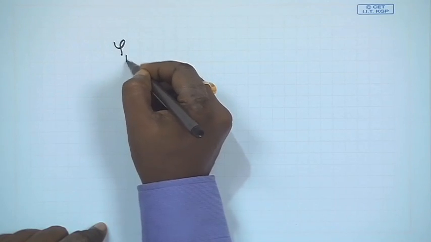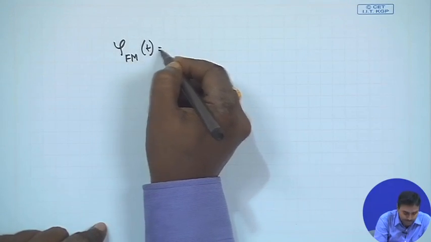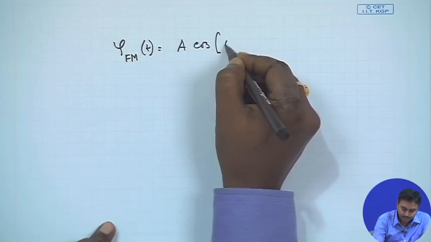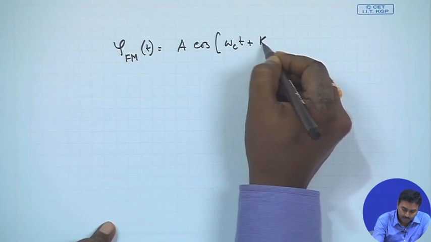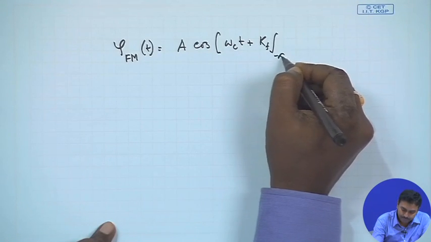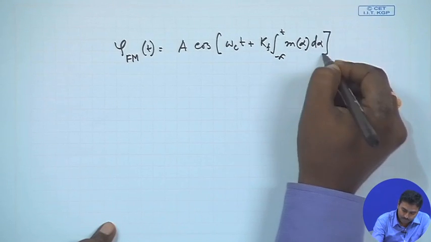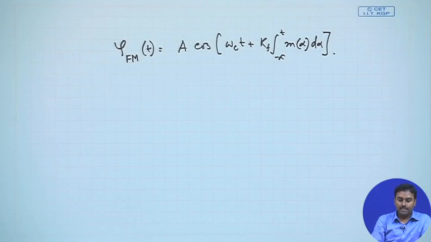So, let us now discuss FM demodulation. Again, the mathematics tells us what the FM demodulation should be. Suppose I have phi FM t, which is cos of omega ct plus kf integral of m. This is my phi FM t. I want to demodulate it.